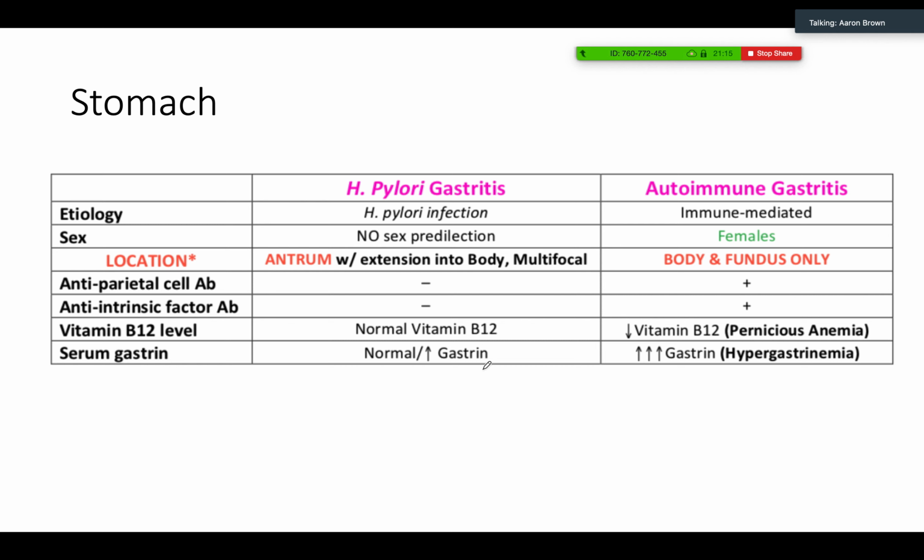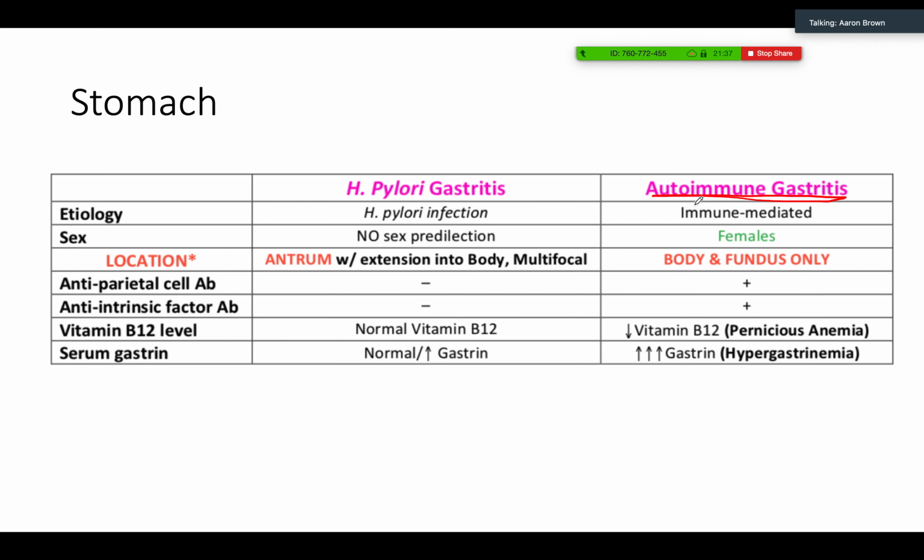I also wanted to point out that for our autoimmune gastritis, this is an autoimmune condition, meaning we have B cells getting involved. We have T cells getting involved. We have antibodies floating around in the serum. Whenever we have an autoimmune condition, we always need to know the antibodies we test for, right? And that goes for any autoimmune condition. So this is no exception.